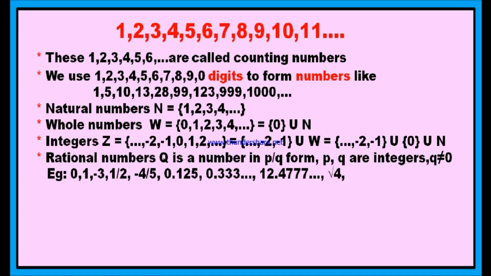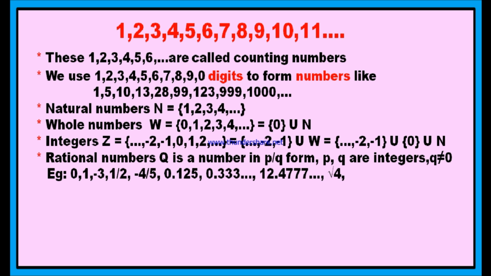Therefore, root 1, root 4, root 9, root 16, root 25, and all these are rational numbers. If it has a perfect square root, then they are called rational numbers. Okay? Therefore, what is a rational number? A number which is in the form of p by q, where p and q are integers and q not equal to 0, that is, the denominator is not 0. Both numerator and denominator should be integers. Such type of numbers are called rational numbers.